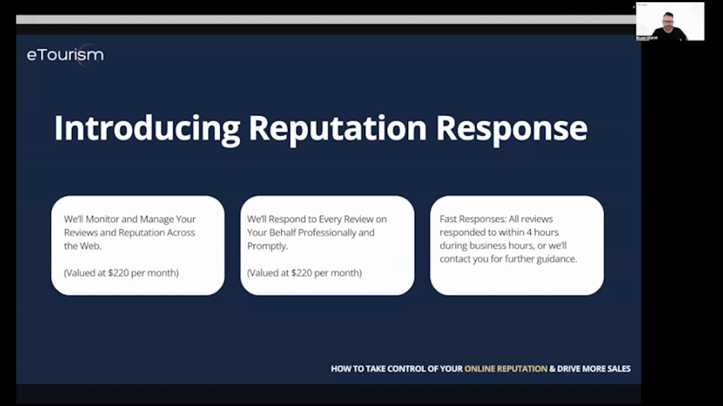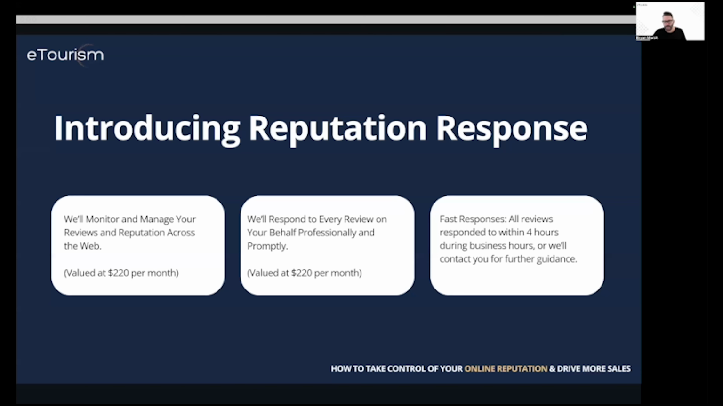We'll monitor and manage your reviews and reputation across the web, not just one platform, multiple platforms. And those platforms are increasing. We can do any platform that you want. We have some standards. We value that at $220 per month. And we have a tool that helps aggregate all that. It's included, and you'd get access to it so you can see reviews coming in and how they're being responded to. And so that's the first part.